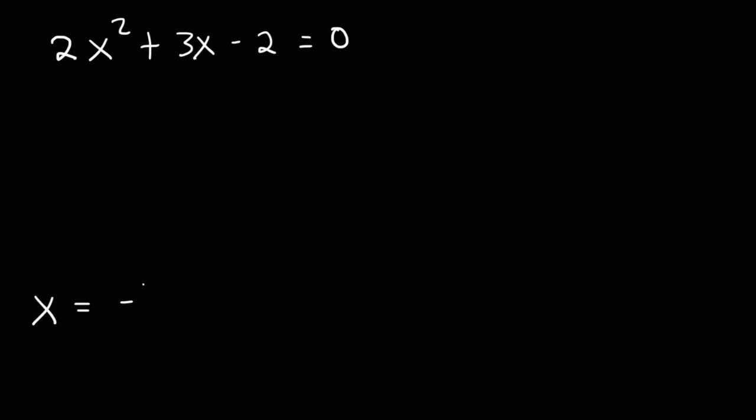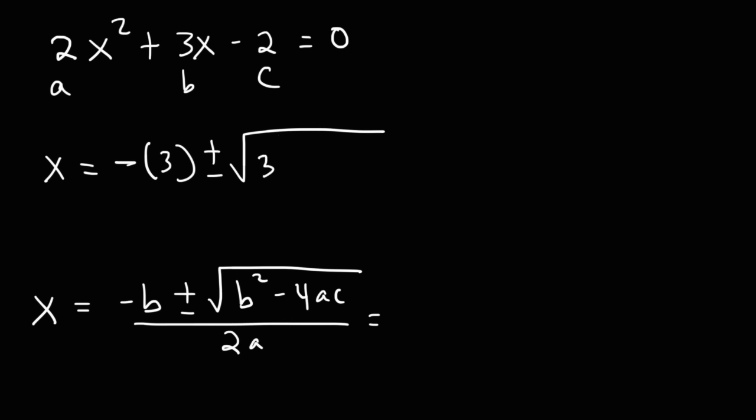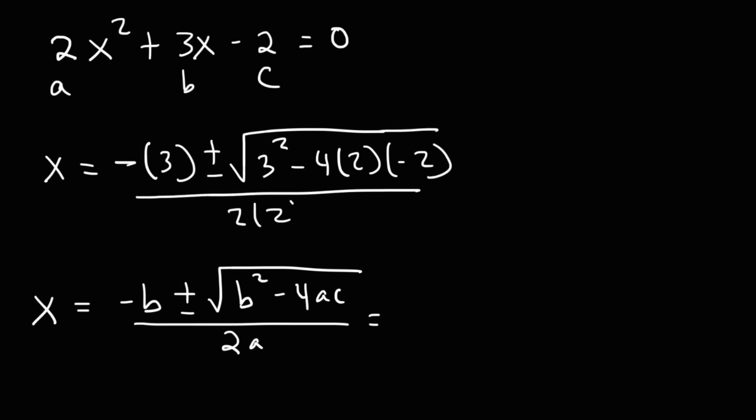So here is the quadratic formula that we need to use. It's negative b plus or minus the square root of b squared minus 4ac, divided by 2a. Now, we need to know what a, b, and c are equal to. So in this format, where you have all of the x variables to the left and 0 on the right, a is the number in front of x squared, b is the number in front of x, and c is the constant term. So I'm going to rewrite it here: x is equal to negative b, b is positive 3, plus or minus the square root of b squared, so that's 3 squared, minus 4 times a, which is 2, times c, which is negative 2, all divided by 2a, or 2 times 2.